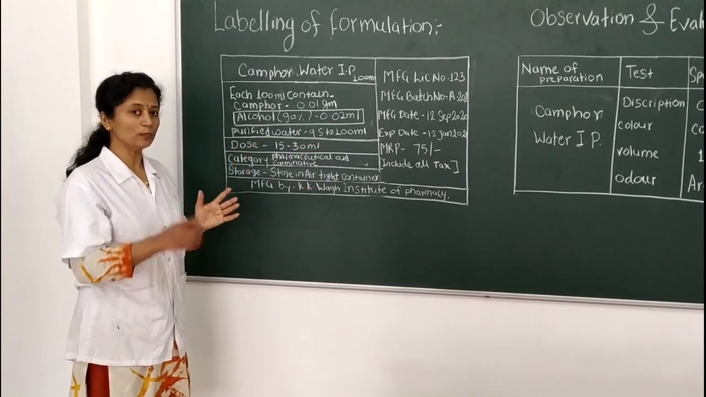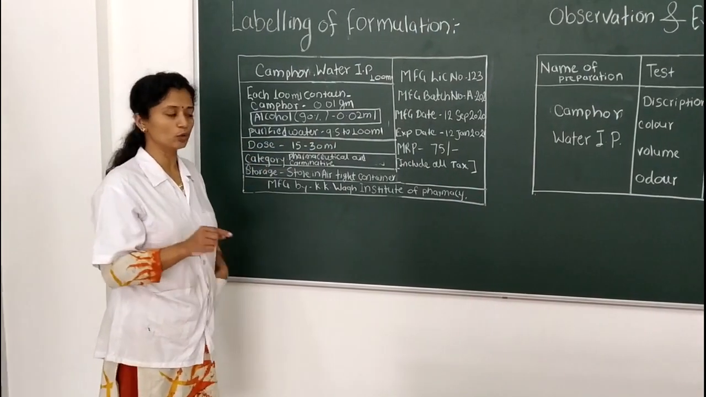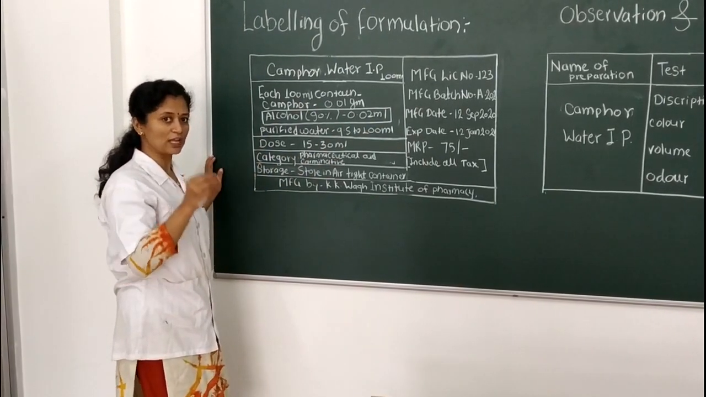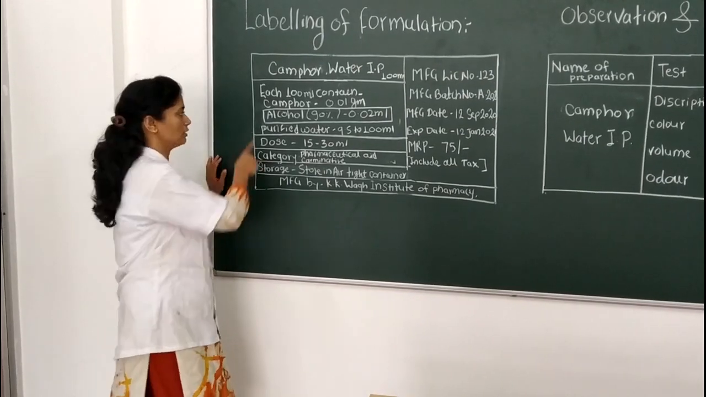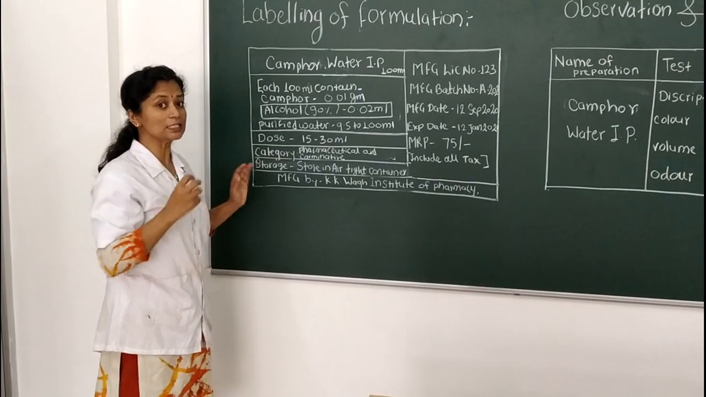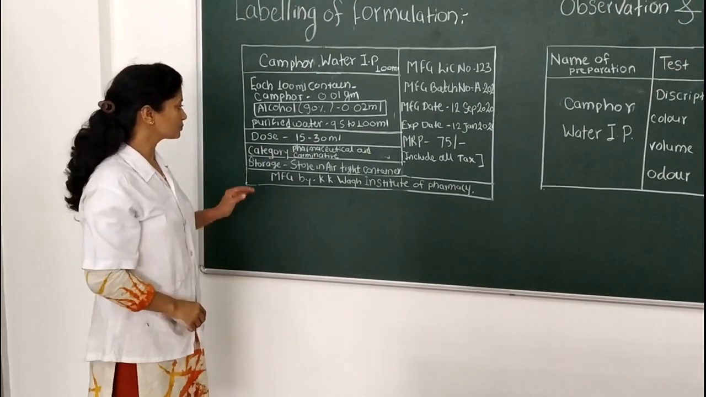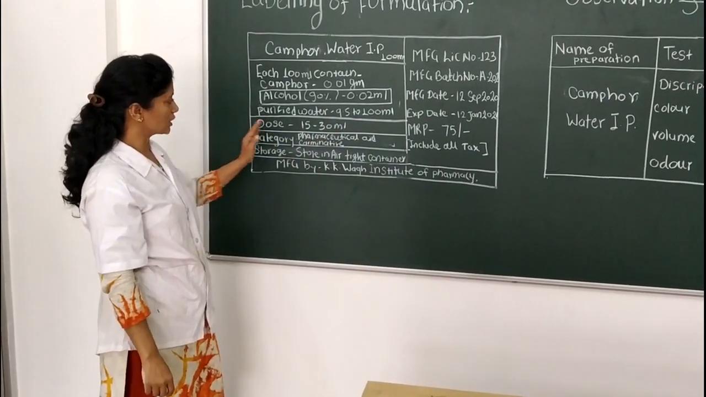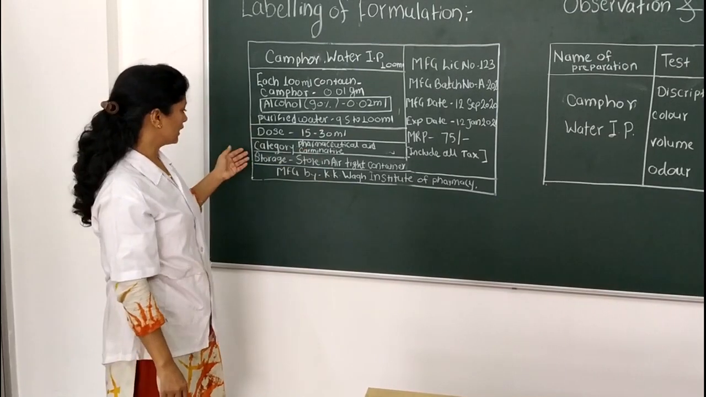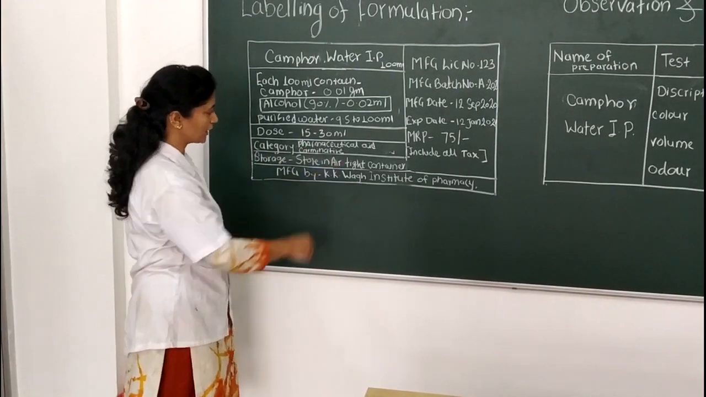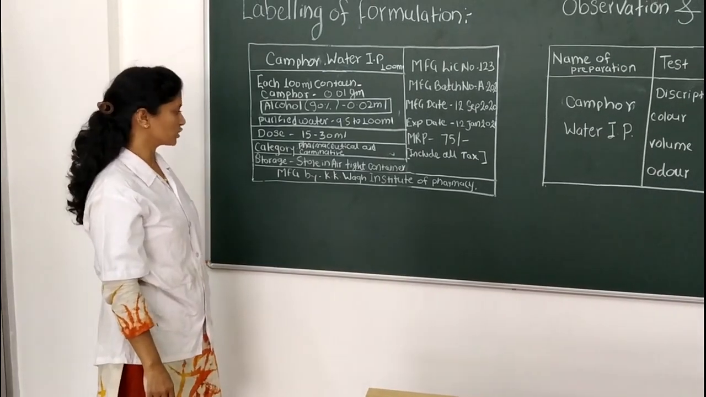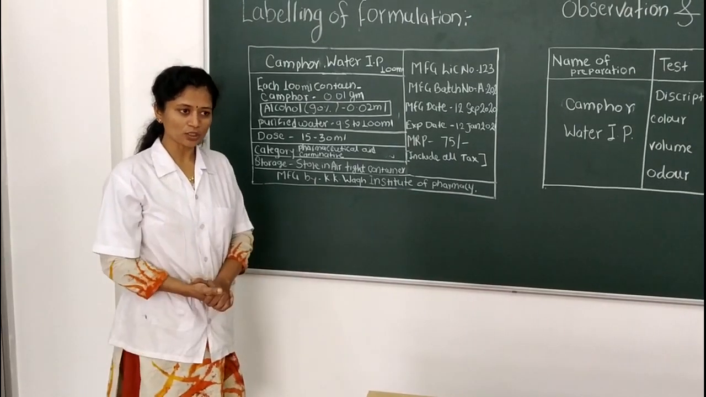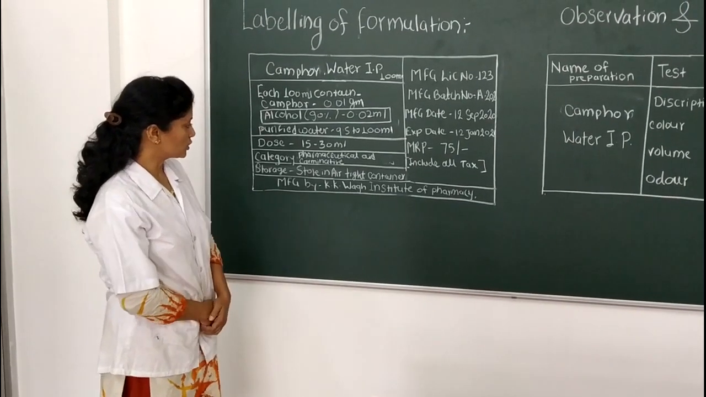In the label, if your solution contains alcohol, we should mention it in a separate box. If the solution has alcohol in its ingredients, we mention it in a separate box, so that we can easily identify the alcohol-containing drug. After that, purified water QS to 100 ml. Then the dose of our preparation is 15 to 30 ml. The category of our preparation is pharmaceutical aid and carminative. Then the storage condition: it should be stored in an airtight container, because it contains camphor, which is volatile in nature.